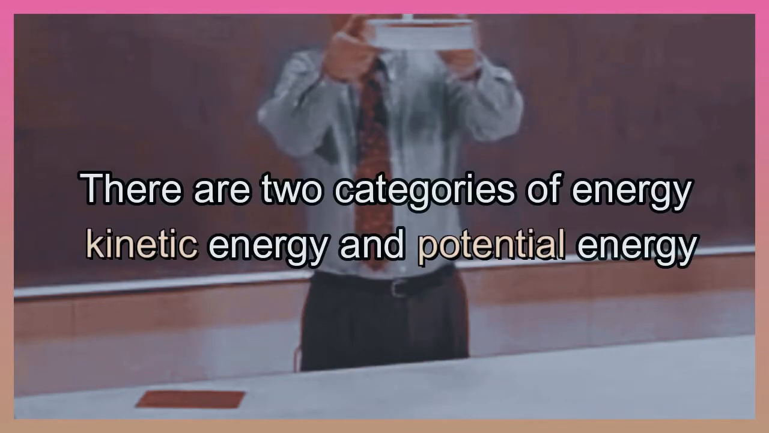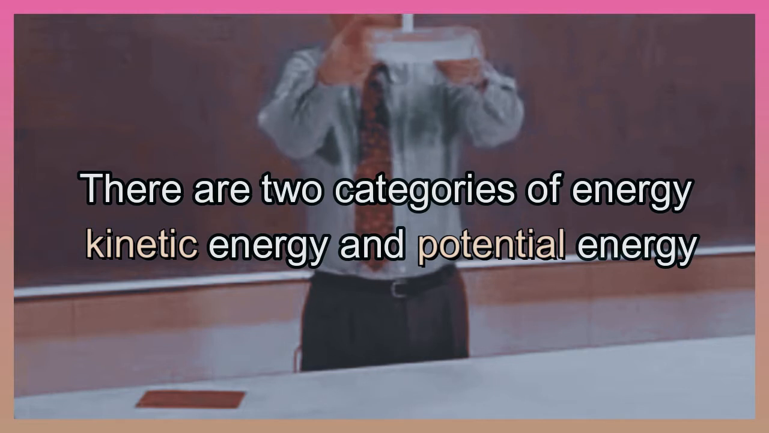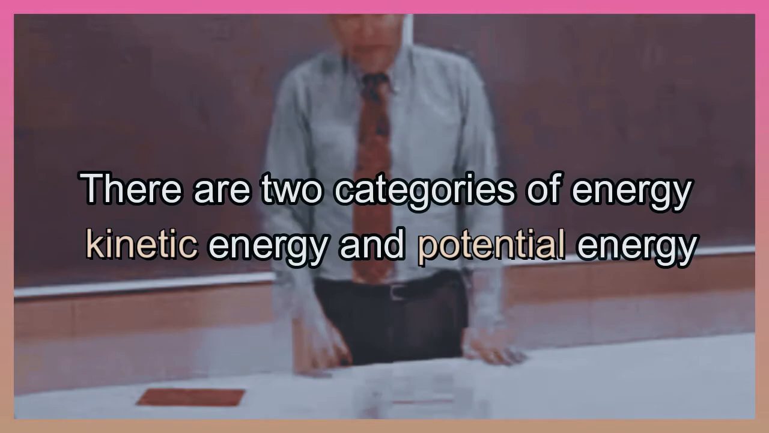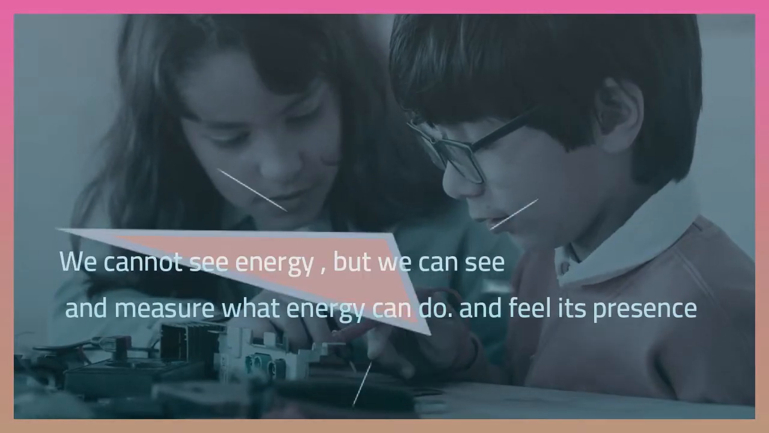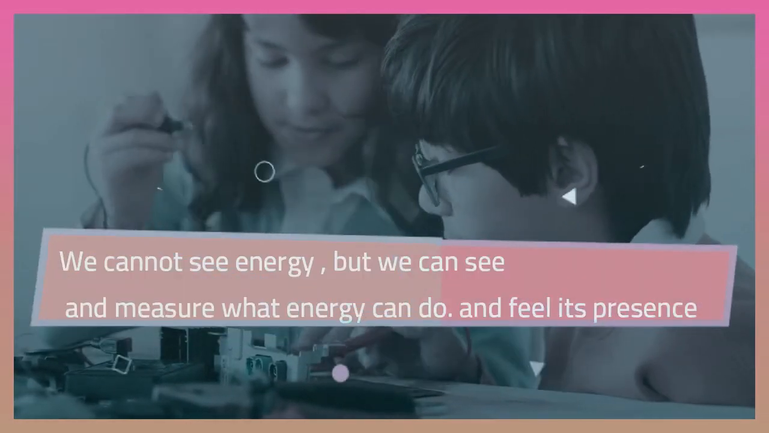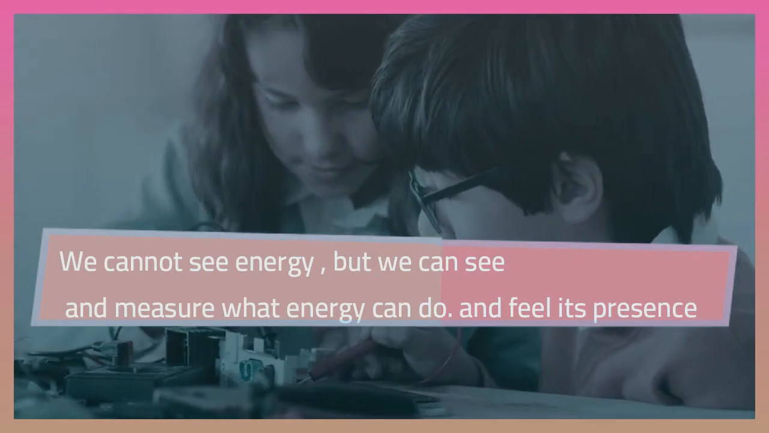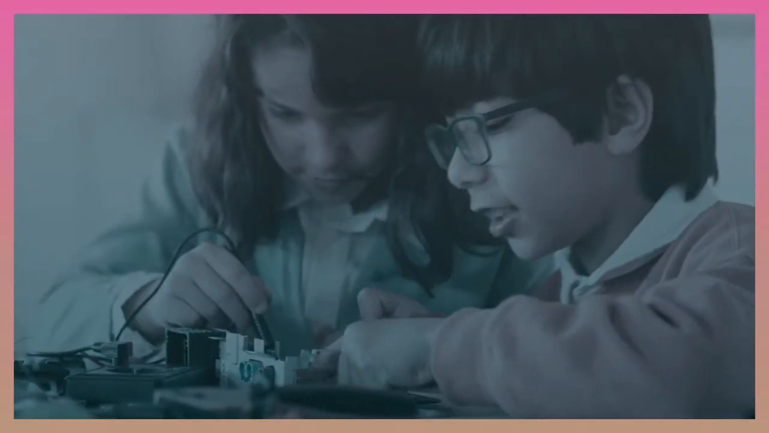There are 2 categories of energy: kinetic energy and potential energy. We will discuss it in detail in the next video. We cannot see energy, but we can see and measure what energy can do, and feel its presence. Can you explain more?